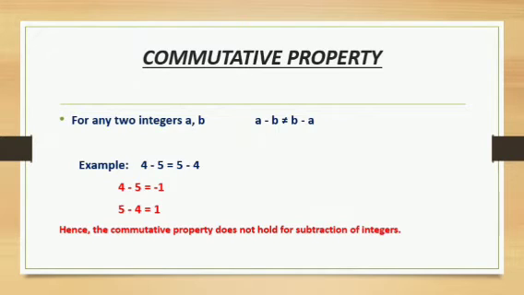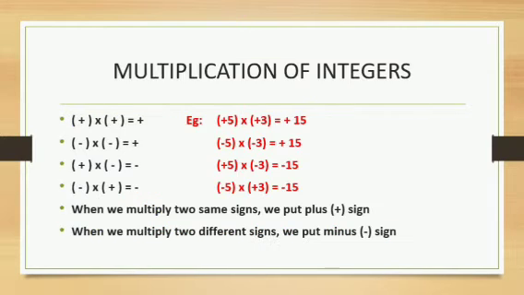Next is commutative property. For any two integers a and b, a minus b is not equal to b minus a. Why is it not equal? Because when you subtract two integers, you will put the greater number's sign, isn't it? So it differs. For example, 4 minus 5 is not equal to 5 minus 4. 4 minus 5 is equal to minus 1 because the greater number is 5. 5 minus 4 is plus 1, as the greater number is plus. Hence the commutative property does not hold for subtraction.